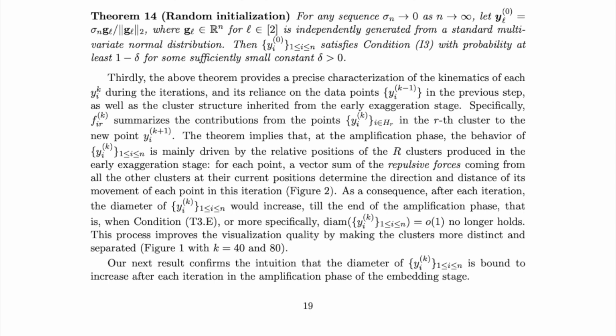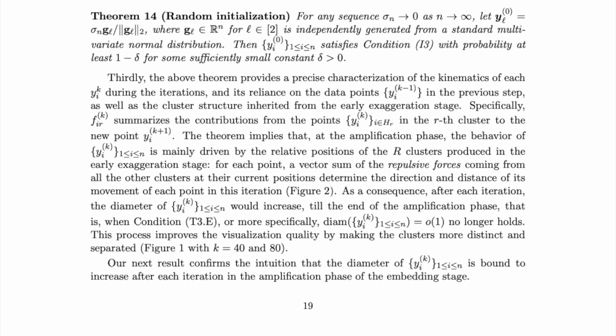As a consequence, after each iteration, the diameter of y_i^k, 1 ≤ i ≤ n, would increase till the end of the amplification phase, that is, when condition T3 by E, or more specifically diam{y_i^k, 1 ≤ i ≤ n} = O(1), no longer holds. This process improves the visualization quality by making the clusters more distinct and separated, Figure 1 with k equals 40 and 80.